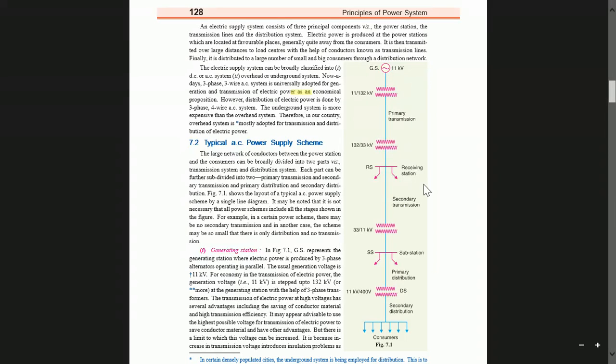Another is the switchgear equipment. In generation and transmission, whatever equipment we are using, to protect that equipment we use switchgear equipment. The switchgear equipment is used for the protection of the generation and transmission lines. This is the overview of the power system.